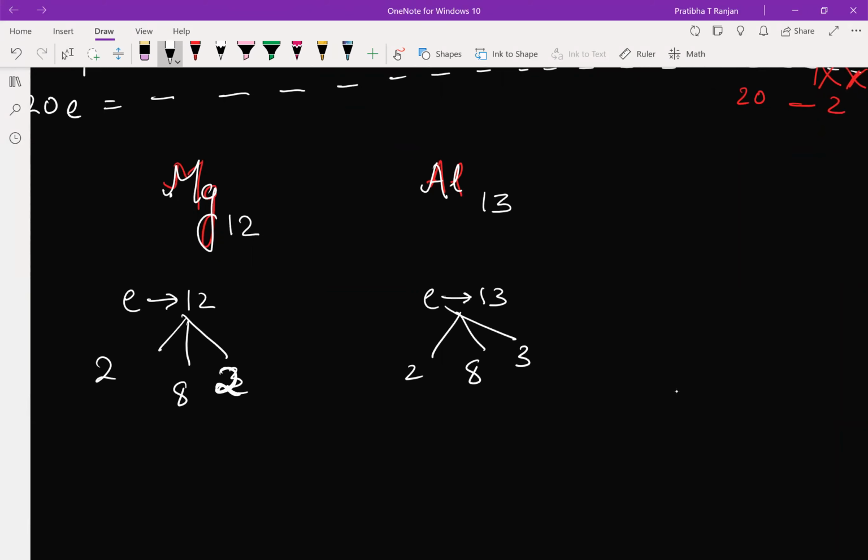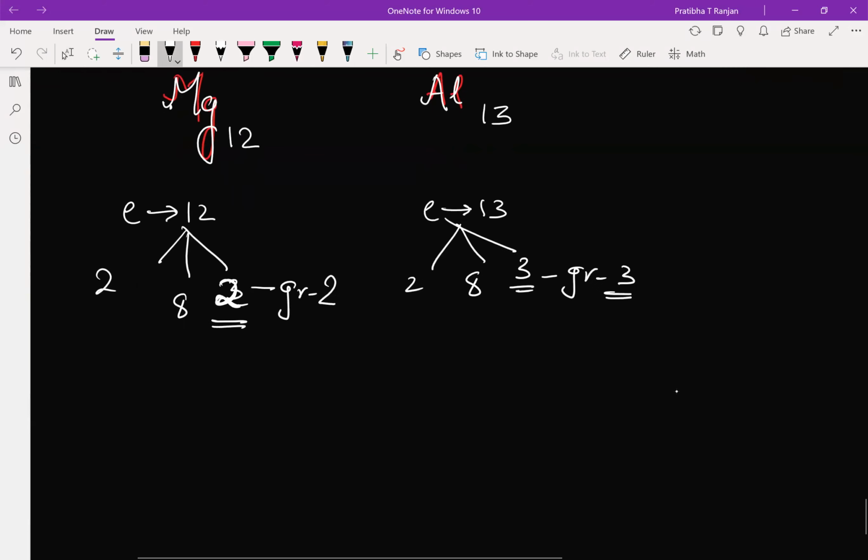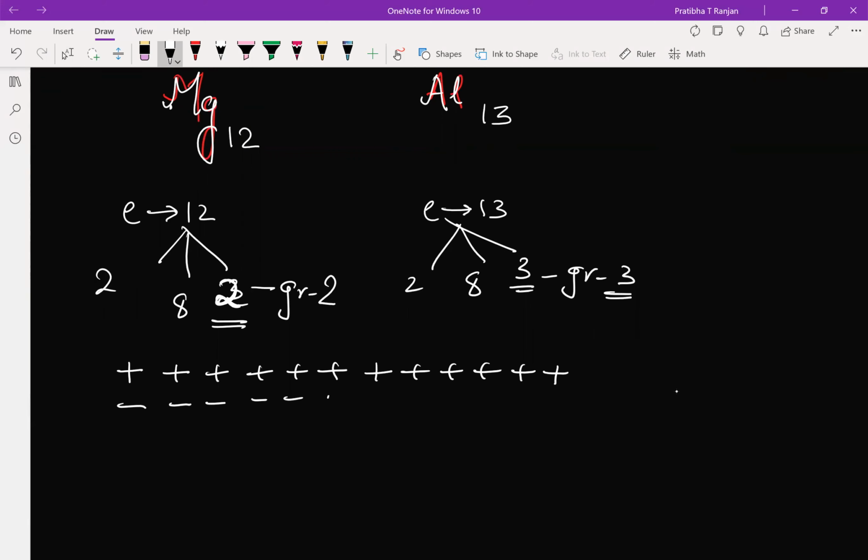Now, look here. Ending with 2 means group 2. This is my group 2. Ending with 3 means this is my group 3. Since they both are metals, and metal is known for being a donor, they want to achieve the noble gas configuration. So rather than accepting 6 or 5 electrons, they are going to prefer to lose these electrons. So now we have 12 protons: 1, 2, 3, up to 12. Same way, we have 12 electrons in the neutral state.